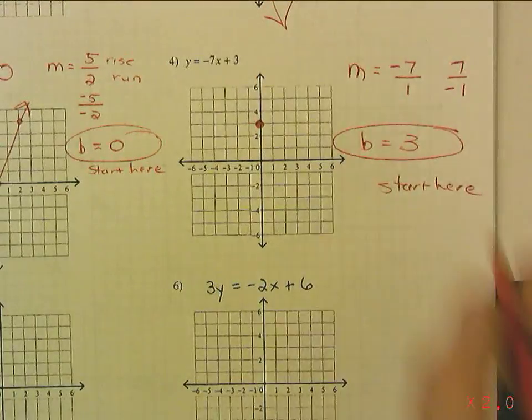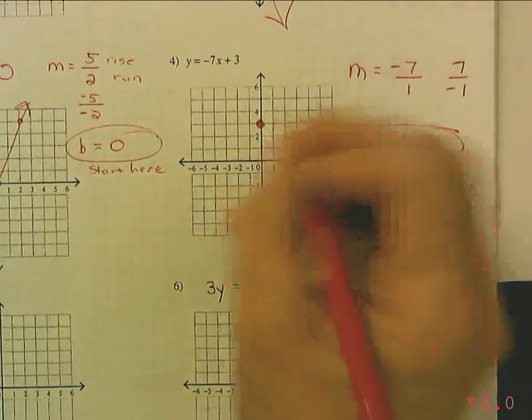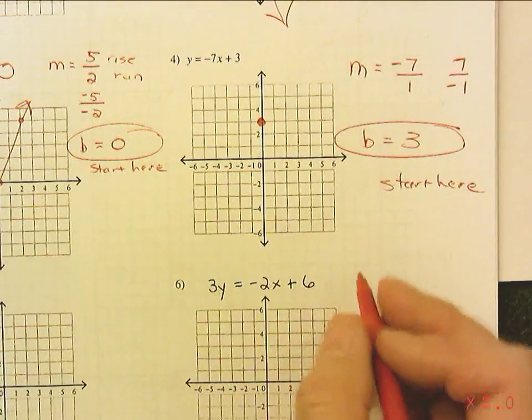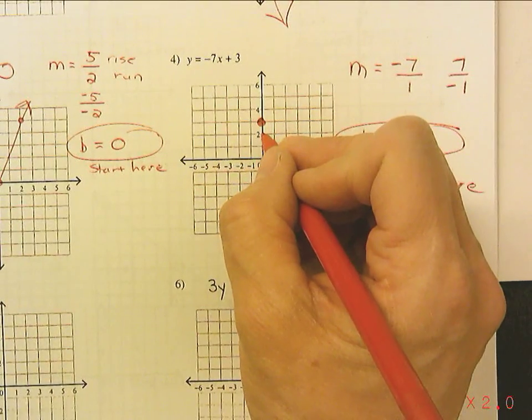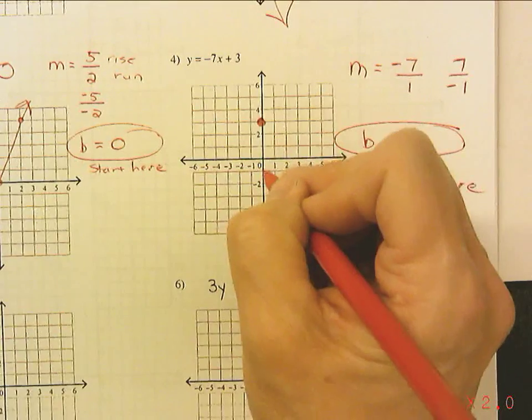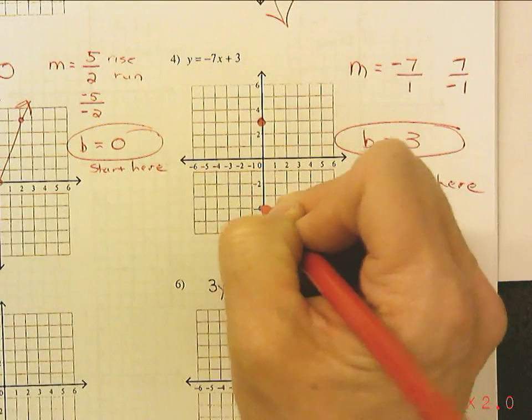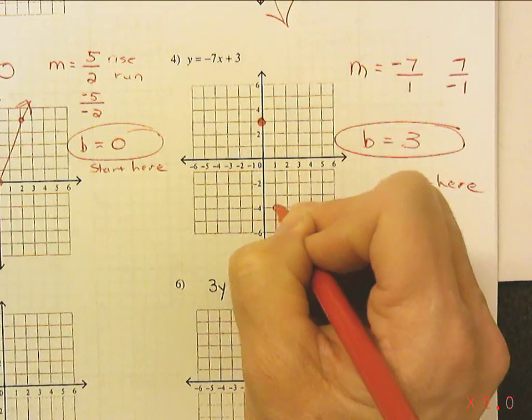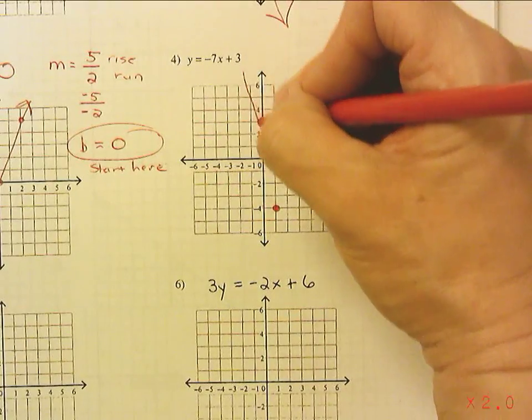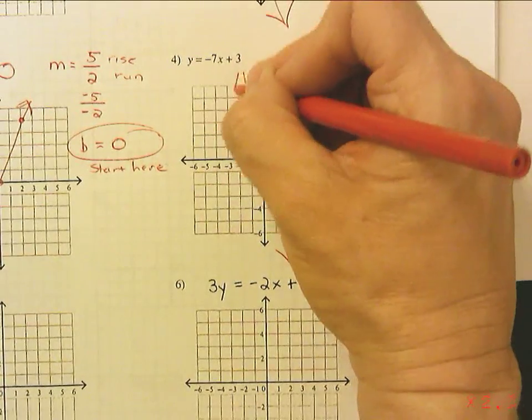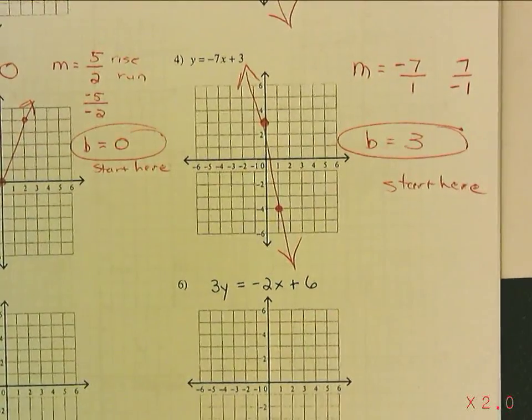So sometimes, and the reason we learn how to go in both directions, sometimes you can only go in one direction. So all I can do is fall 1, 2, 3, 4, 5, 6, 7 in a negative direction, run 1 in a positive direction. And for this particular graph, I only have 2 points, and that's okay.